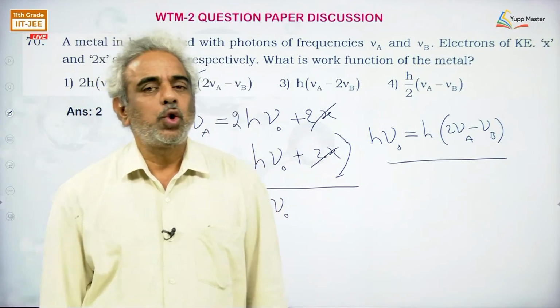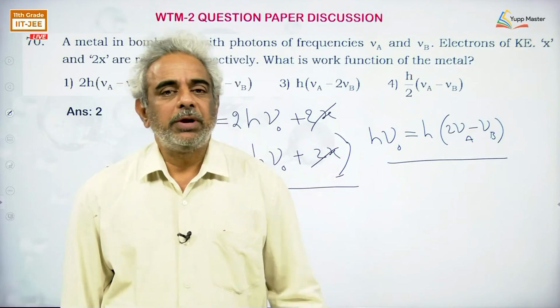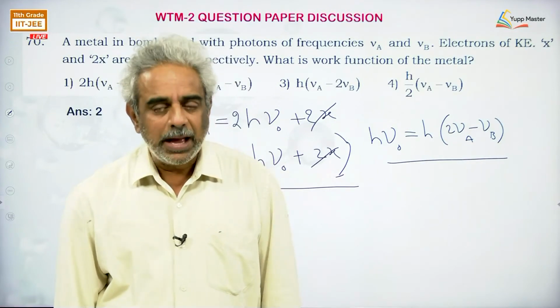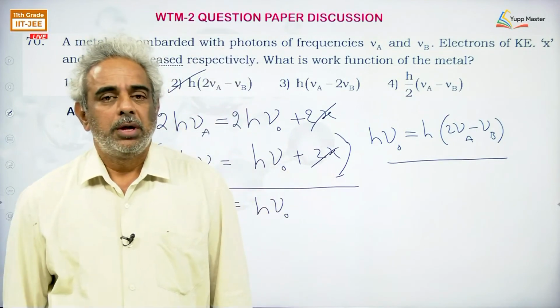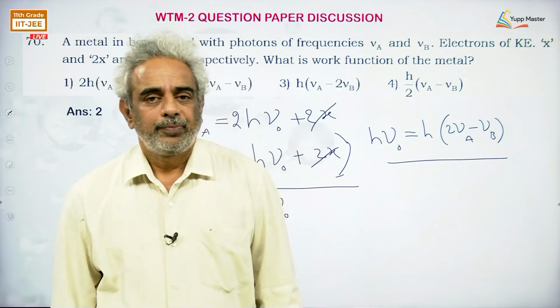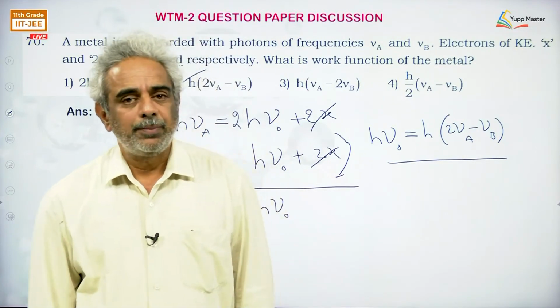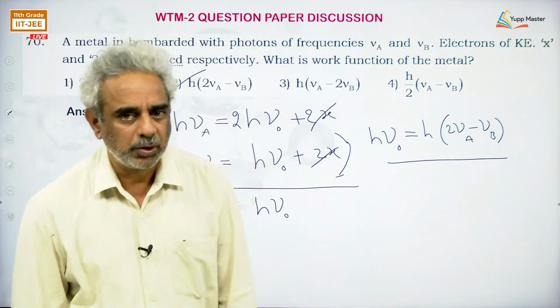But all these things hold good if and only if the incident frequency is more than the threshold frequency of the metal, nu naught. If the incident frequency is less than nu naught, however much intensity you keep, you can never eject a photoelectron from the metal surface. That you should remember.